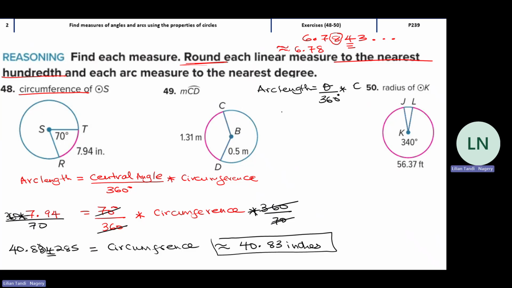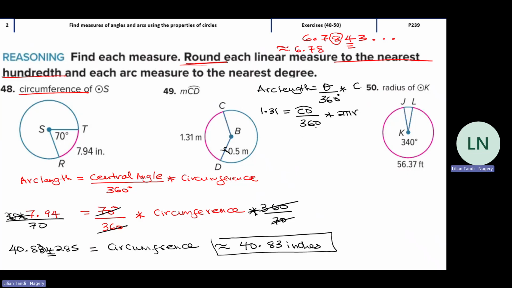But we know our arc length is 1 and 31 hundredths. So we're going to put here 1 and 31 hundredths equals CD, the arc angle, over 360 and multiply by 2 pi r. Circumference is 2 pi r because I have the radius. This is a radius.